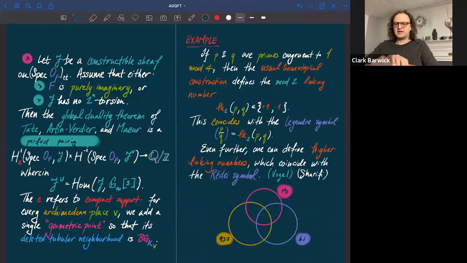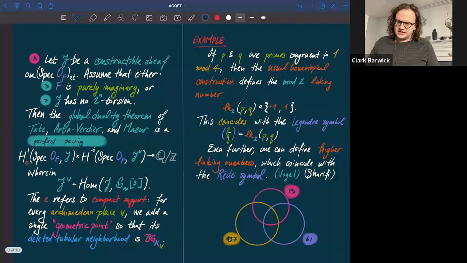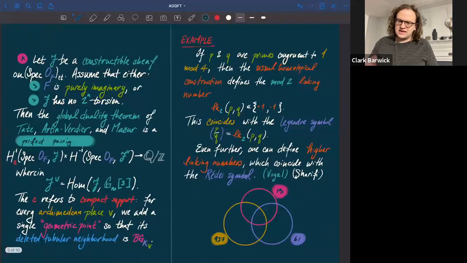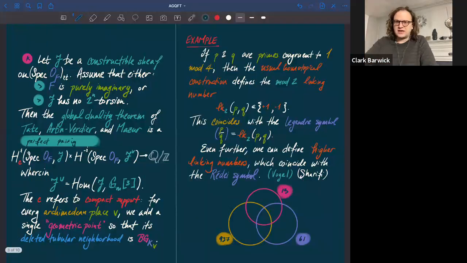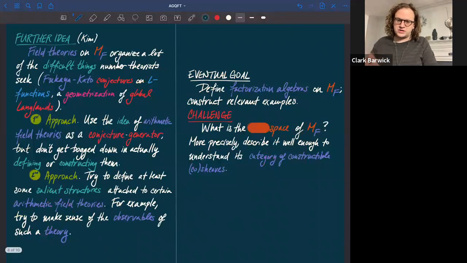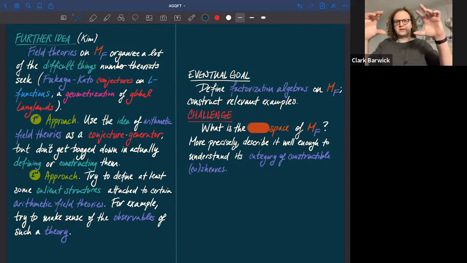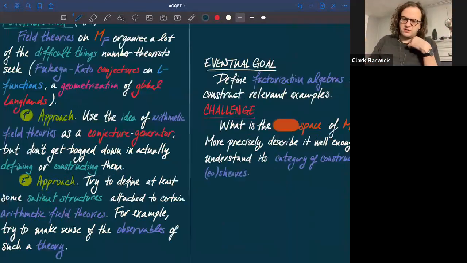Okay, so how do we make this story precise? That's the first question. I've indicated how you might go about this: I've been talking a lot about the étale homotopy type, and I'm going to get into that in a minute. But before I talk about it in more detail, I want to mention this idea of Min-Young Kim, which is to take this arithmetic topology as a platform from which you can build the idea of field theories.